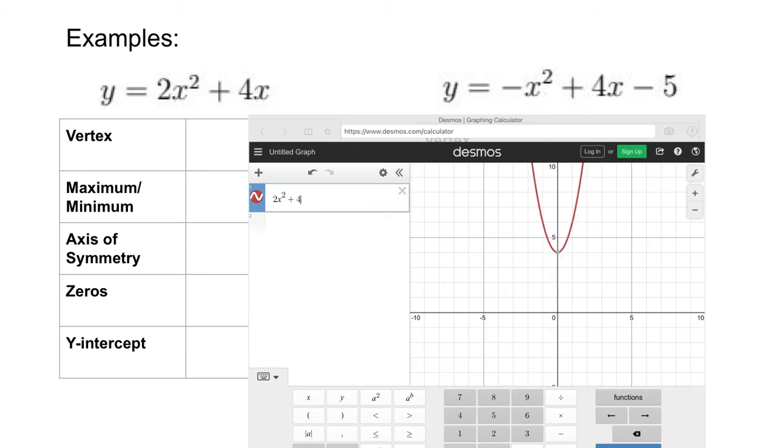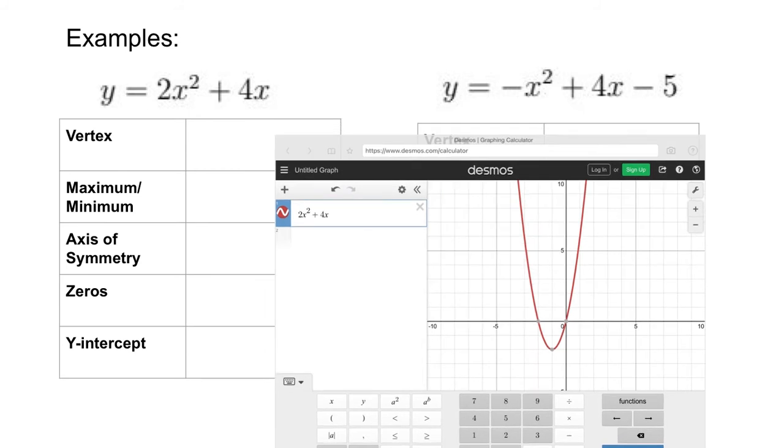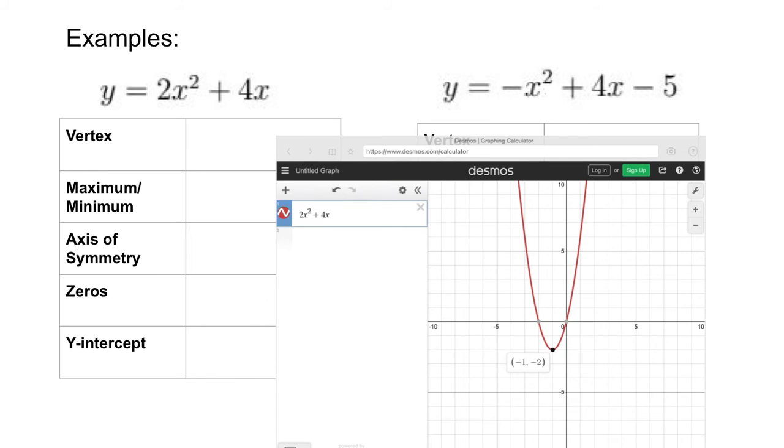And look, if you're just graphing the parabola and not having to compare it with anything, you don't have to put the y equals. It'll graph it without that part. So here I'm looking at my parabola. Now, the good thing about Desmos is you can tap the vertex, and it's going to tell you exactly what it is. So -1, -2.